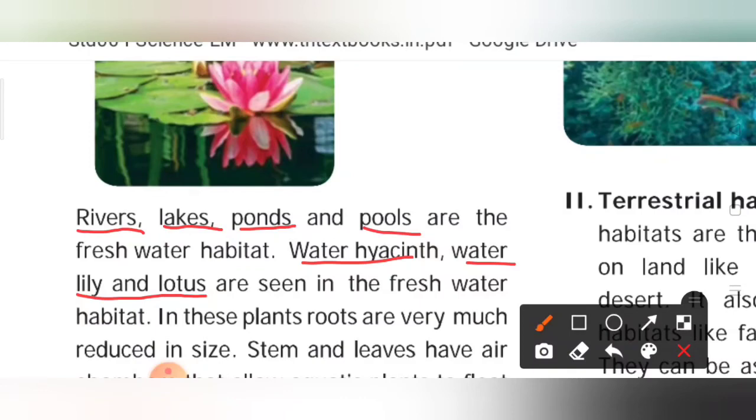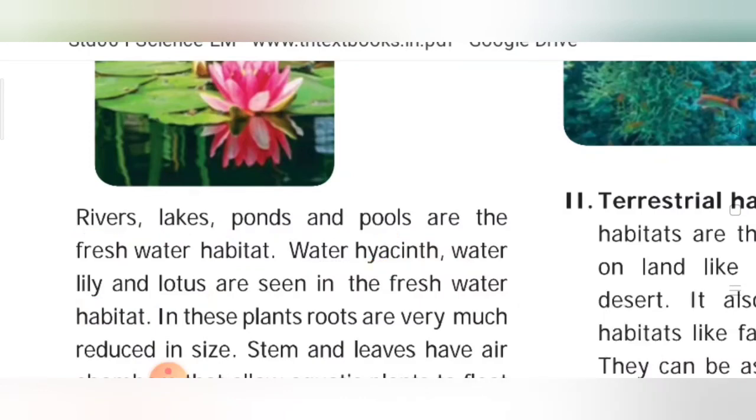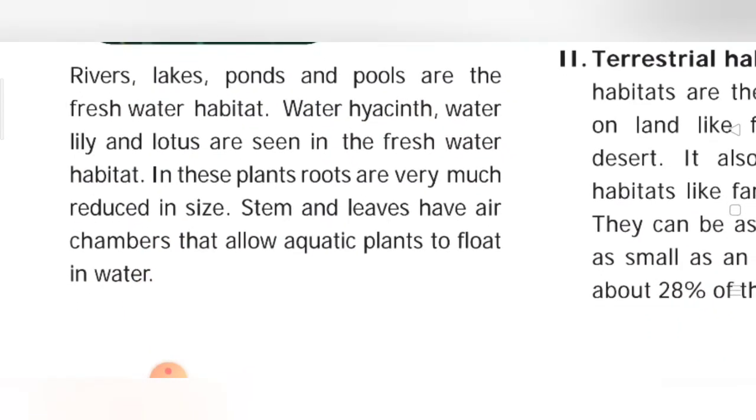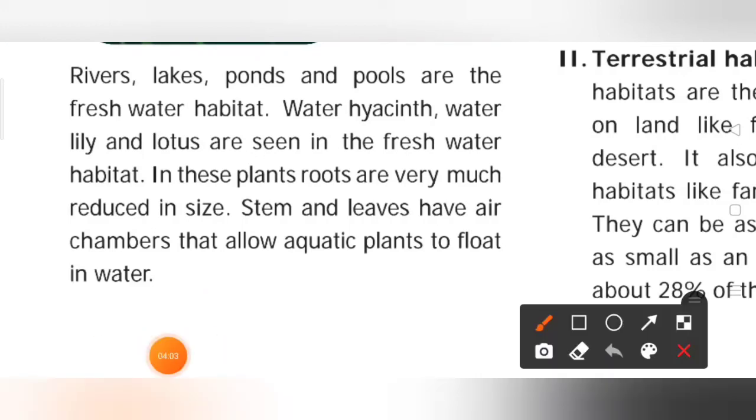In these plants, roots are very much reduced in size. Stems and leaves have air chambers that allow aquatic plants to float in water. Have you seen the root of this lotus, lily and all? Their roots are very thin, isn't it? They are very thin, and so they have reduced size roots.